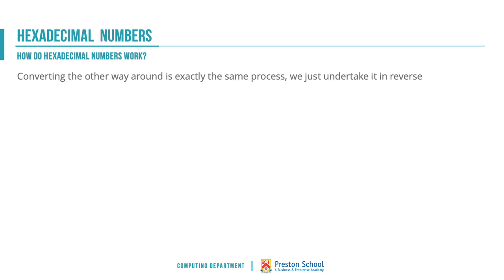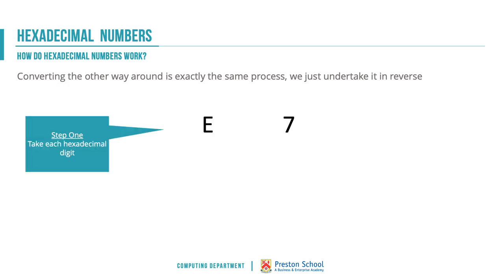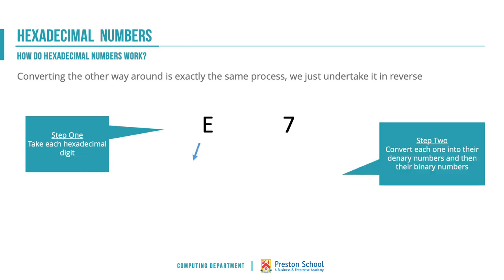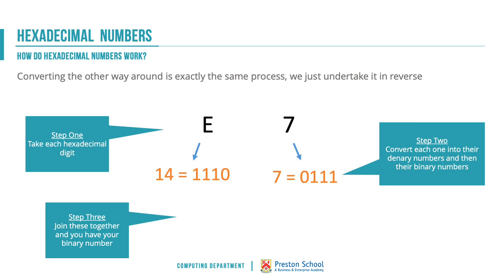Converting the other way around is the same process. We take our hexadecimal number E7 and I break down the E and the 7. And I look those up as the binary numbers in our table. I then combine that binary back together to get the answer. E7 becomes 11100111.